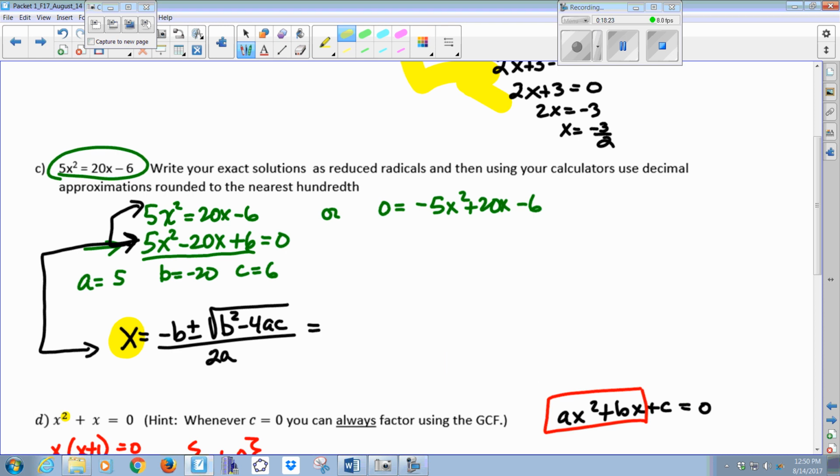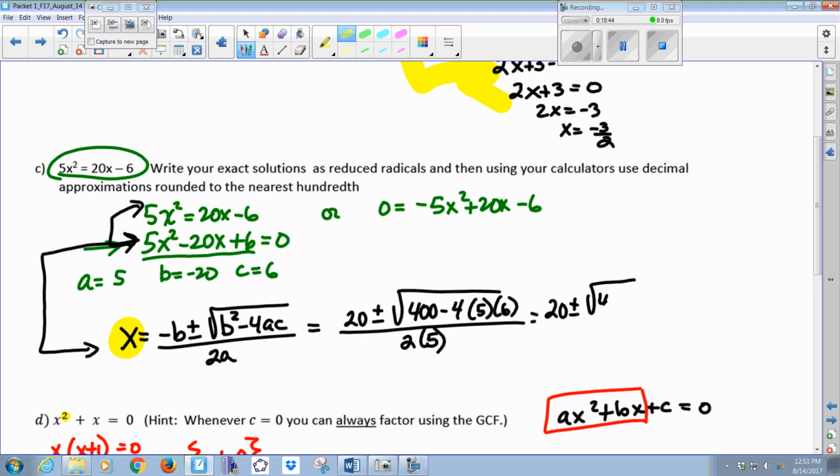All right, so the opposite of b is 20, since b is -20, plus or minus the square root of b squared. Well, -20 times -20 is 400, minus 4 times a times c, all over 2 times a. Okay, 20 plus or minus the square root of 400 minus 20 times 6, which is 120, all over 10, equals 20 plus or minus the square root of 280, all over 10.